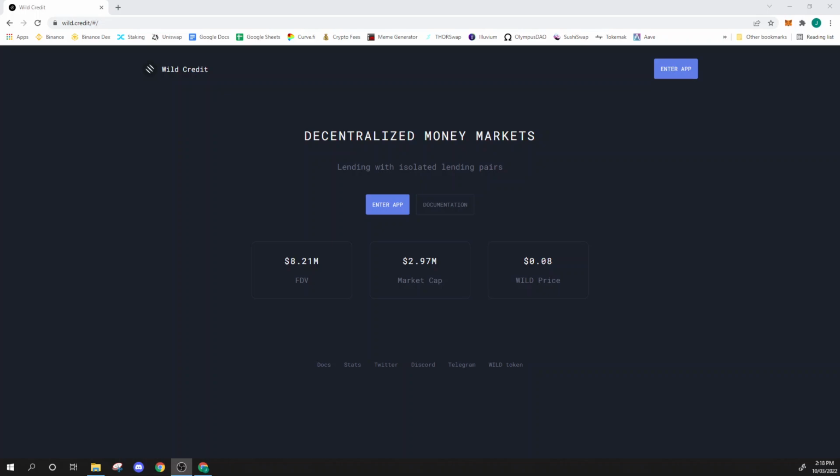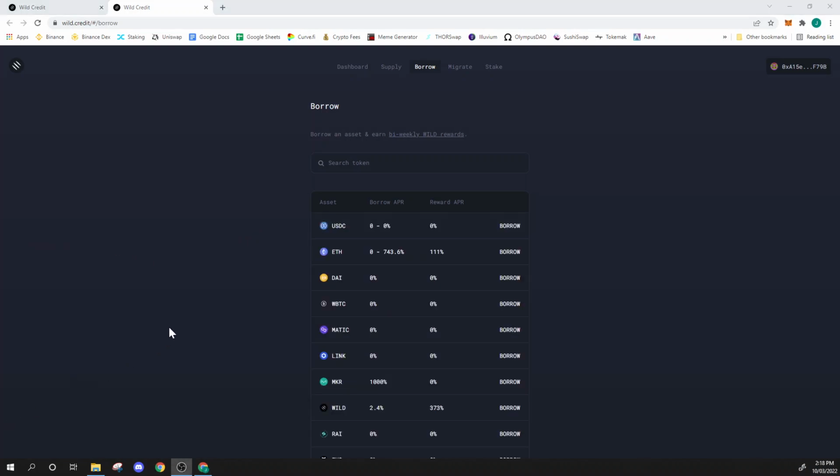This video is going to be a walkthrough on how to use the Wild Credit platform to borrow assets. So we'll start by jumping into the app. And the first screen we get taken to is the borrow screen. This screen summarizes the assets that we can borrow through the Wild Credit platform.